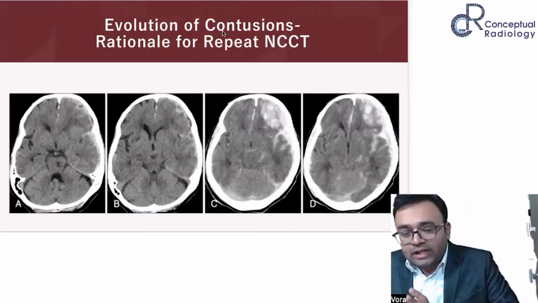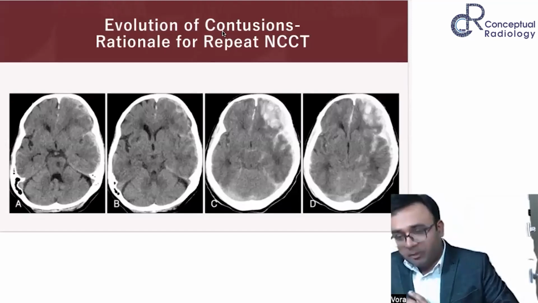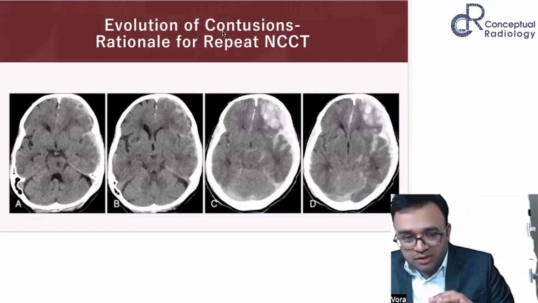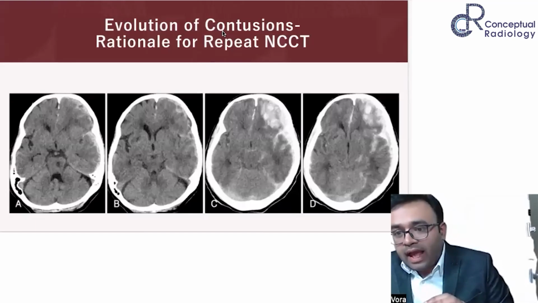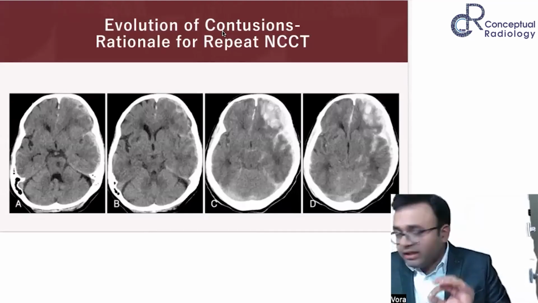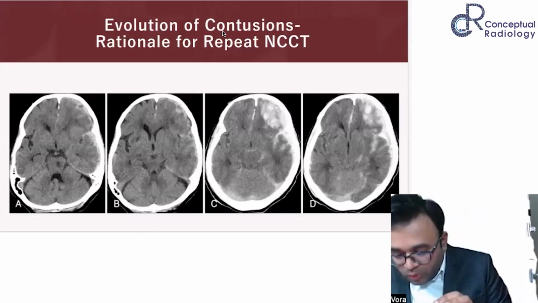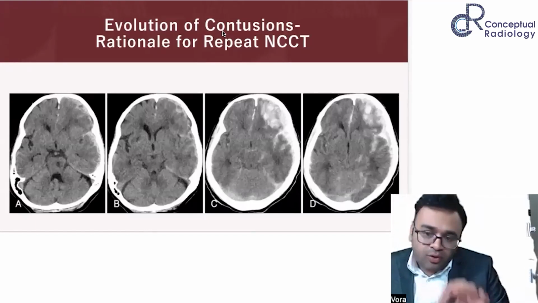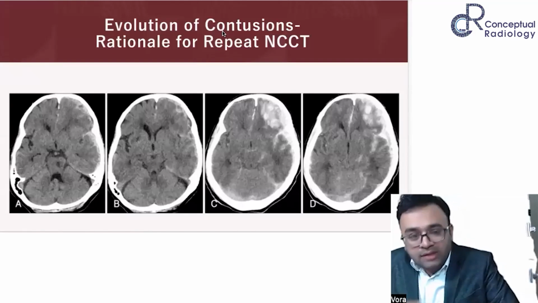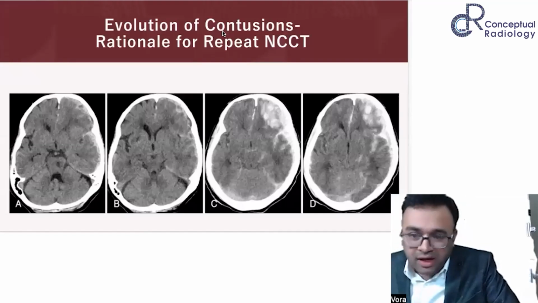So two setups which I feel need a repeat CT, almost at 24 hours, the first is contusions. Temporal and frontal contusions evolve over time. Patients with temporal and frontal contusions deteriorate from day 3 to day 7. They don't deteriorate on day 1 or day 2. They start deteriorating somewhere around day 4 or 5 because the venous edema increases. So you can see in this case how a thin contusion evolved into a condition where the patient developed a PCA infarct and needed surgery.